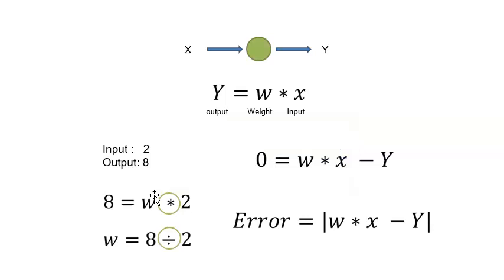In a computer, we need to represent problems as mathematical equations. Here we have this simple example to illustrate this. We say output y equals input x times the weight w. The weight represents a certain kind of mathematical manipulation. It can be multiply or divide. If we have the input of 2 and output of 8, then w equals 4. This gives the relationship between x and y.